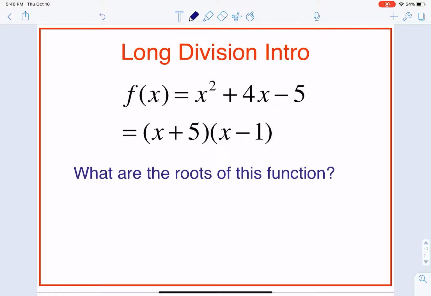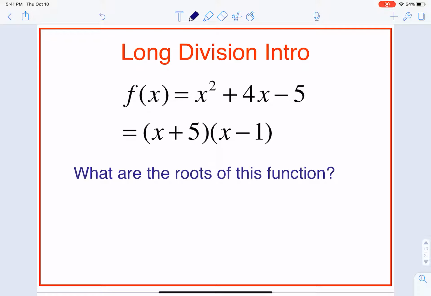So going back to when we did long division in the very beginning here, I knew that when I did 59 divided by 4, that my answer was not a whole number, it was not an integer, so I knew that 4 is not a factor of 59, okay? So I could use long division to help me find the factors of a polynomial.